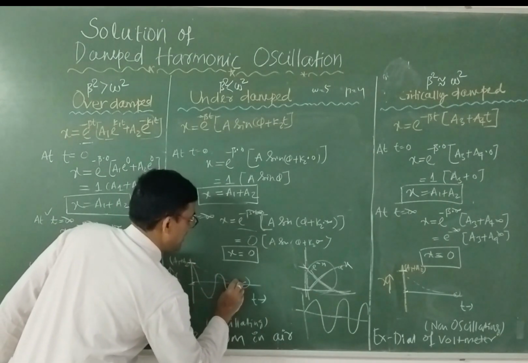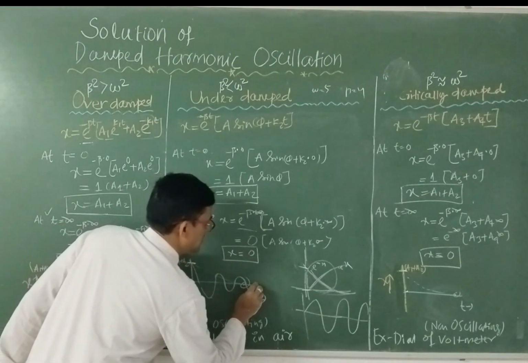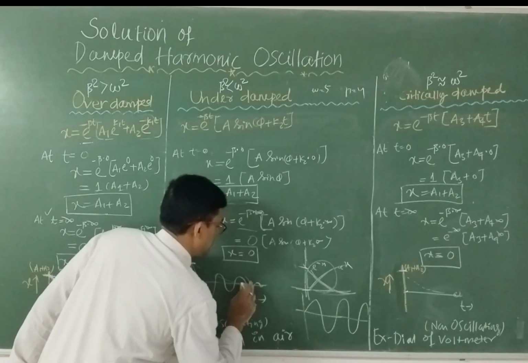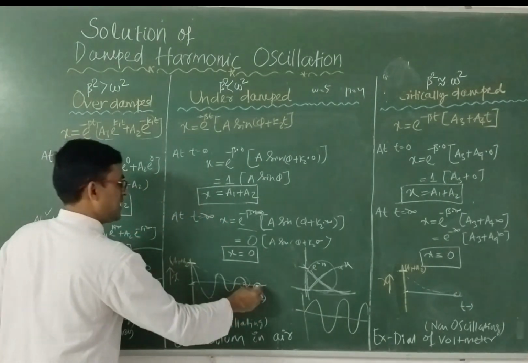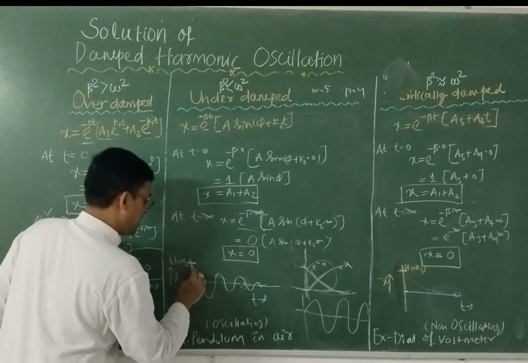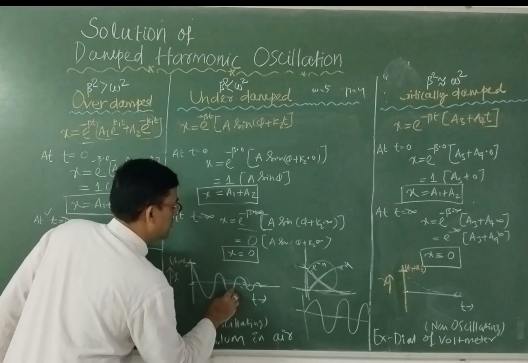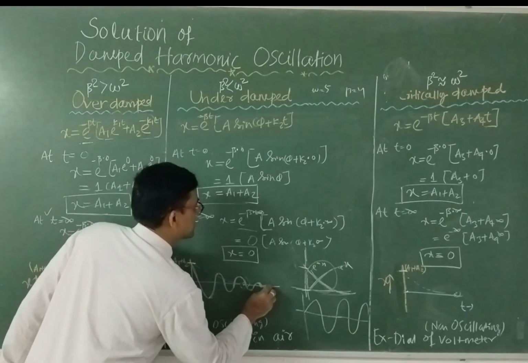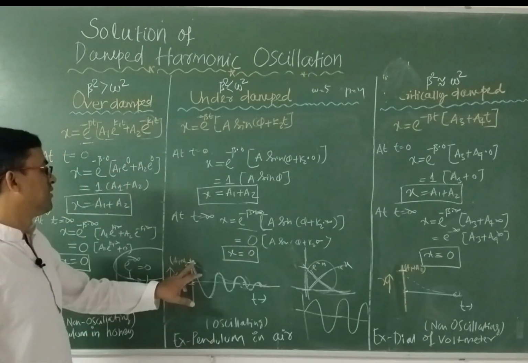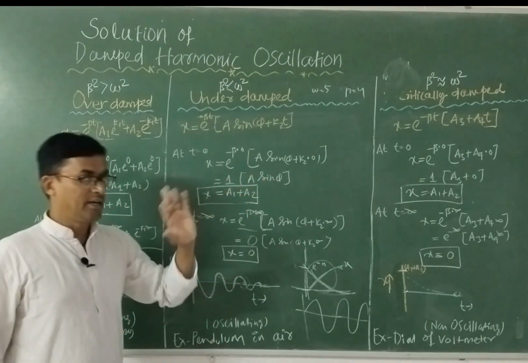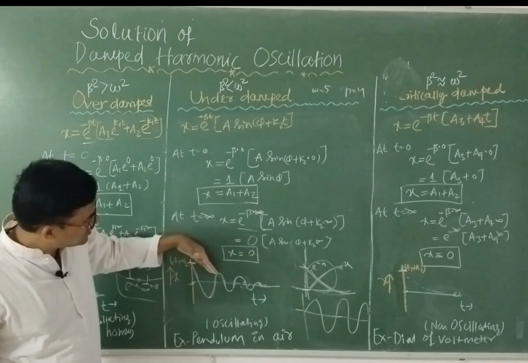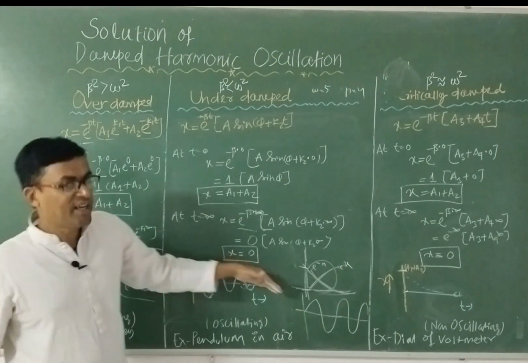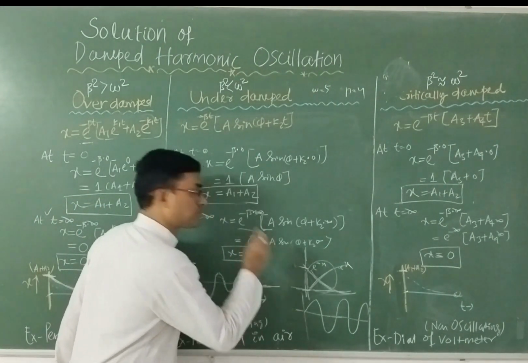Then the amplitude is decreasing, and with time you can find it is attaining 0. That means it is also attaining 0, but it is moving like a sine curve because the sine curve is attached with this. And if you observe here also, the amplitude is exponentially decaying and it is coming to 0.